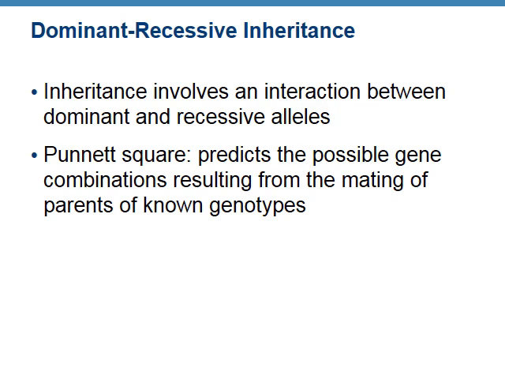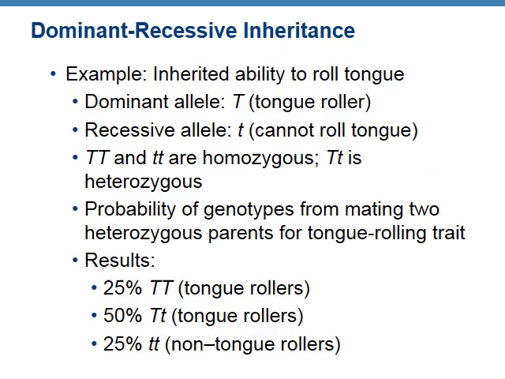First is dominant and recessive. So we've kind of seen an example of that already. If we had the big B, that meant brown hair. And if we had the little b, meaning recessive, we have blonde hair. Then they give you this example: dominant allele, big T, tongue roller; recessive allele, little t, you cannot roll your tongue. So if you're big T, big T, you're homozygous for that allele. If you're big T, little t, you're heterozygous for that allele.